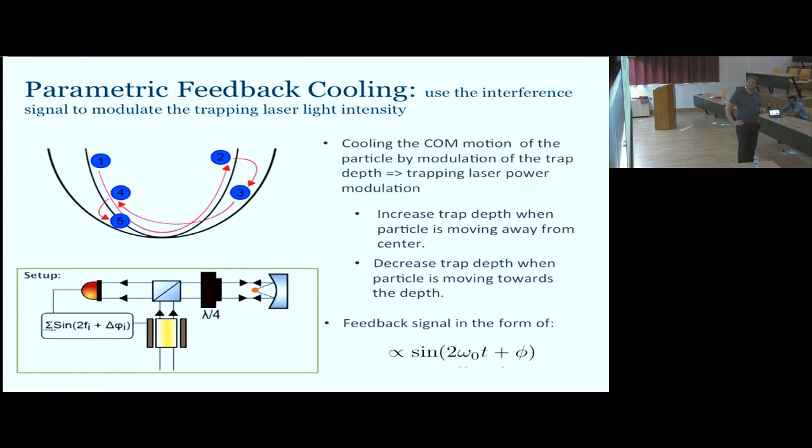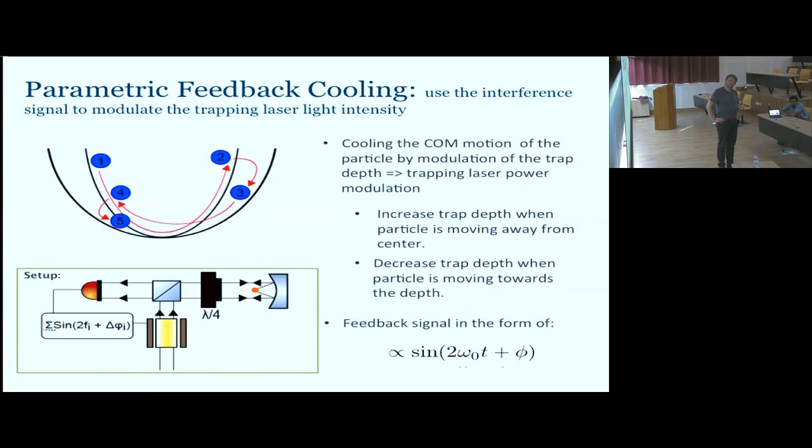So the way it works is you have, again here, the particle in the trap, that's the mirror. You pick up the position in exactly the same way as I explained before. You have a single photodiode, which is measuring the signal of the position. Then you put it in some electronics box, and that is where the parametric part comes in.